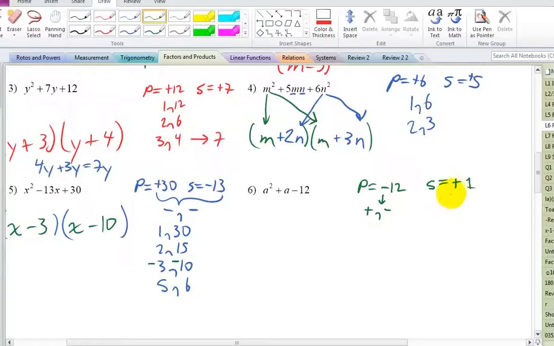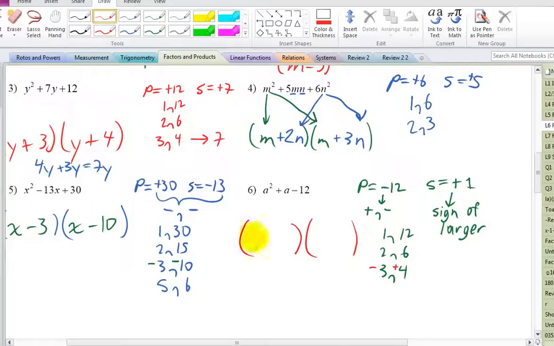The sum will be the sign of the larger. Has to be. So which of these combinations is one digit apart? 3 and 4, and the sign of the larger number is positive, and so the 3 must be negative. Okay, so break apart the a squared to a and a. Great combination, a and a, and then it's minus 3 plus 4.